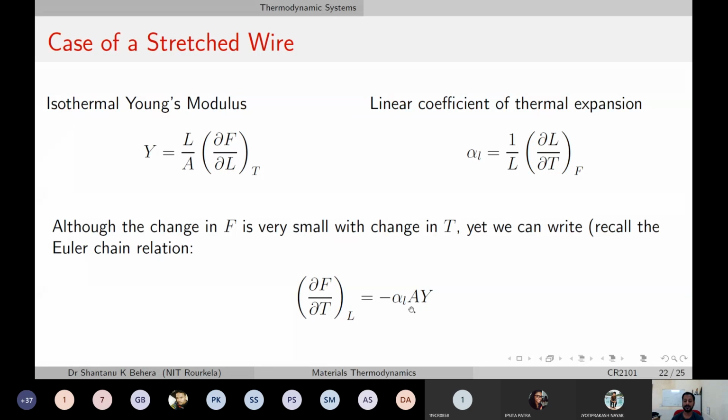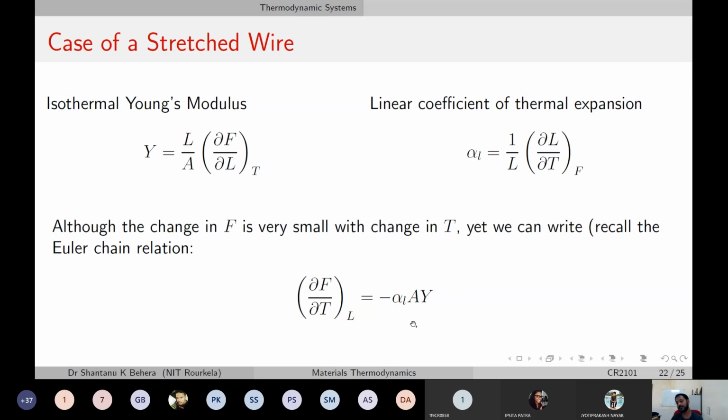So this relationship gives you a clue to understand the change in force. What's the change in force, the change in tension, with the change in temperature? And do you really need to keep the temperature constant while you're doing experiments of Young's modulus? That is something we can figure out.